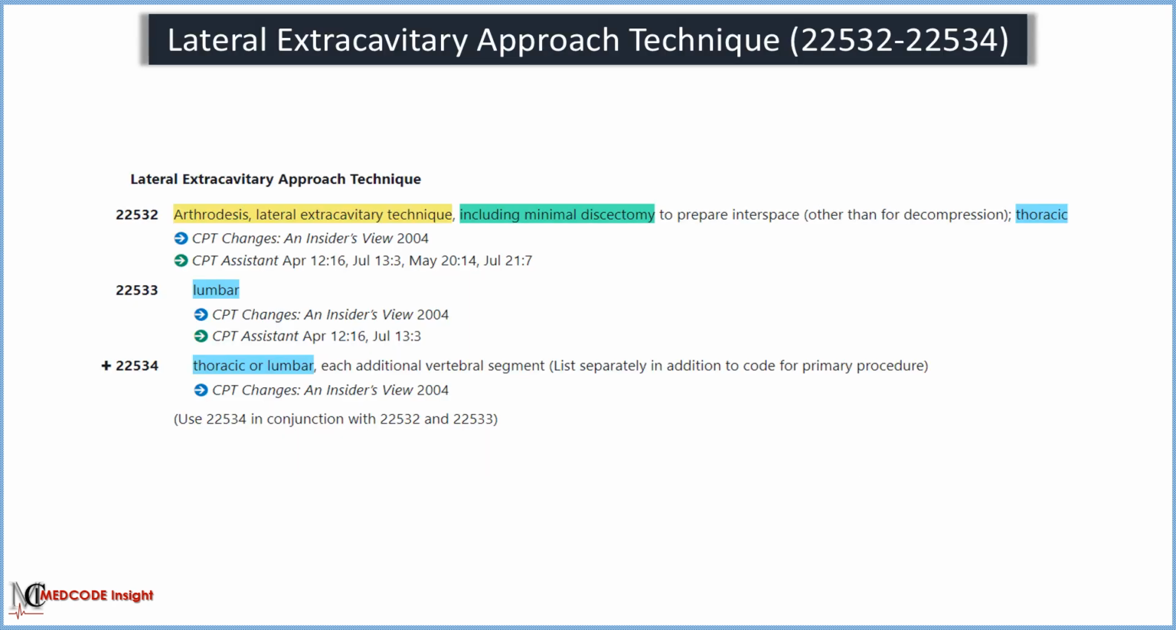The lateral extracavity approach technique, represented by code 22532 and 22533, involves minimal dissectomy and is classified based on the specific vertebral region treated. The add-on code 22534 applies to each additional segment treated within the thoracic or lumbar region.